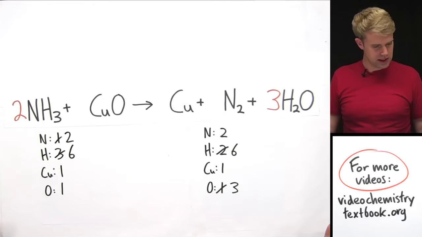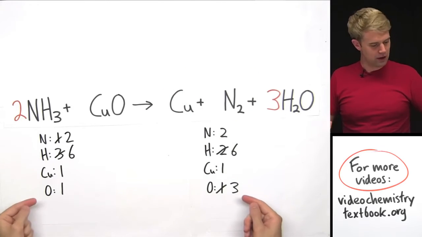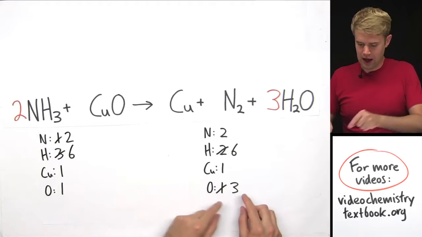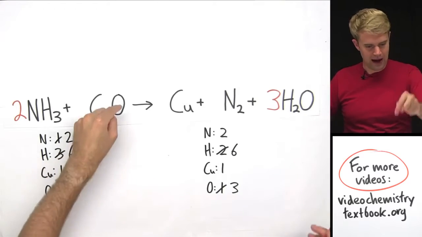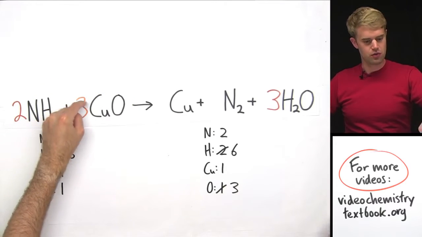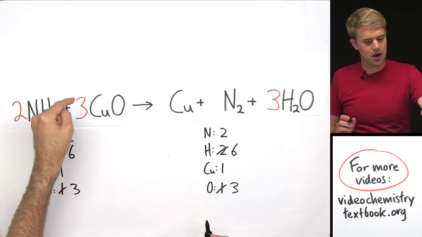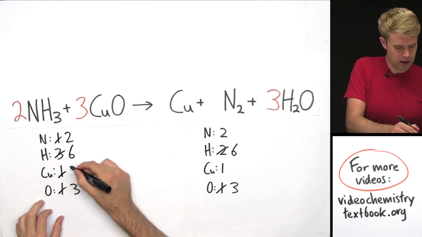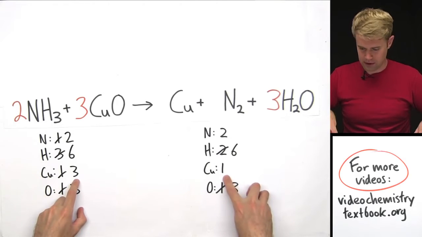The next thing that I can do, leaving copper and nitrogen for later, is balance the oxygens. Okay, I have 3 on this side, I have 1 on this side. So I'm going to multiply this by 3. So I'm going to do 3 times 1, get 3 oxygens. But I'm also going to get 3 times 1 for copper. Okay, so now my oxygens balance, but my copper is still a problem here.